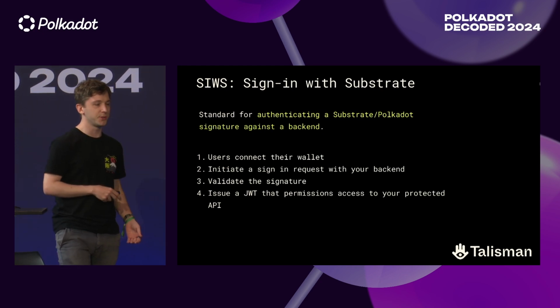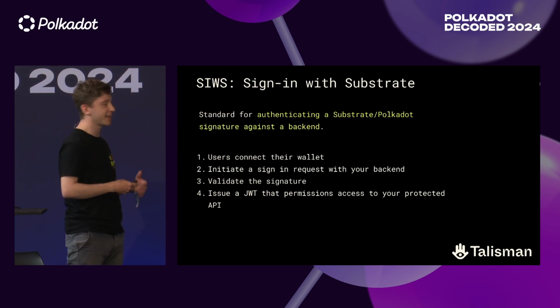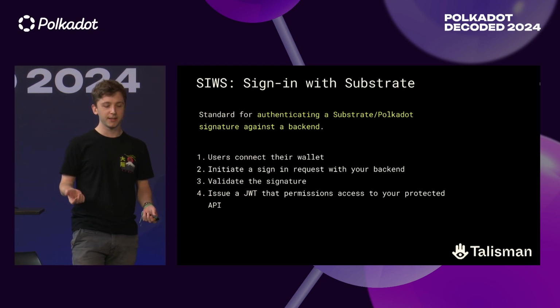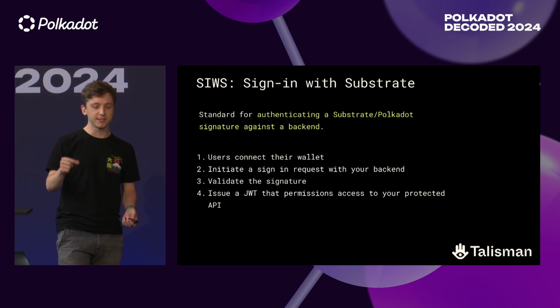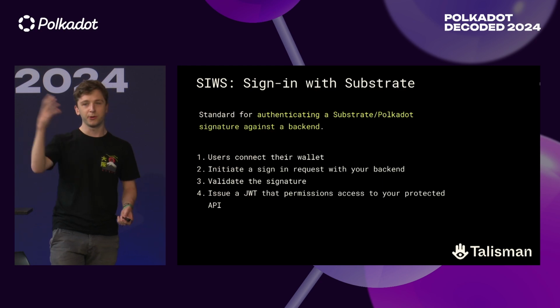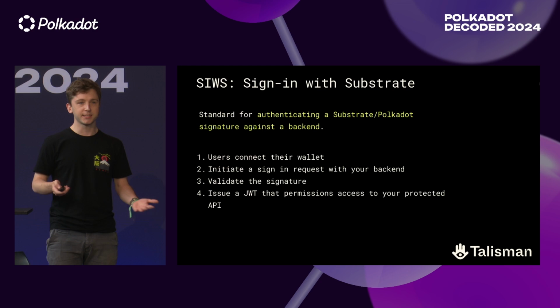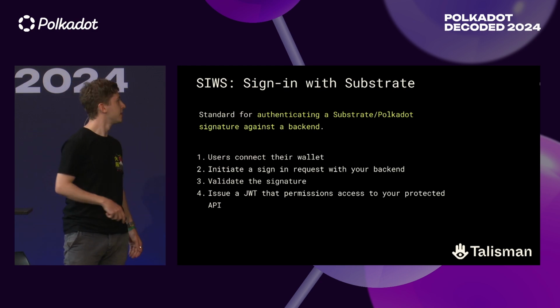So the users would have an experience roughly like connecting their wallet to a website. The website will then say, hey, you've got to sign in with this wallet. You make the signature with your key pair that's inside of Talisman. And then from your backend, you can issue a JSON web token that permissions access to some protected API because the user has proved that they own a particular Substrate address.